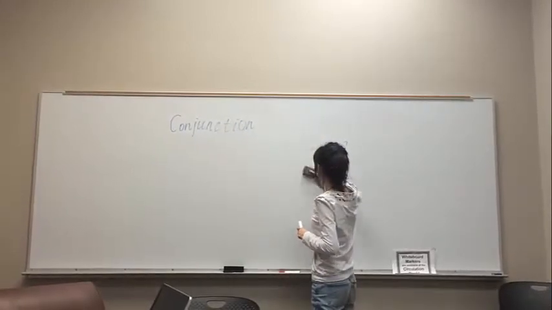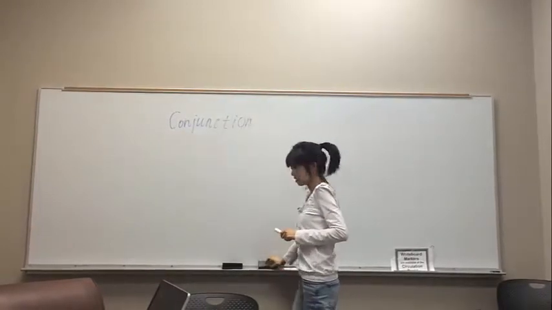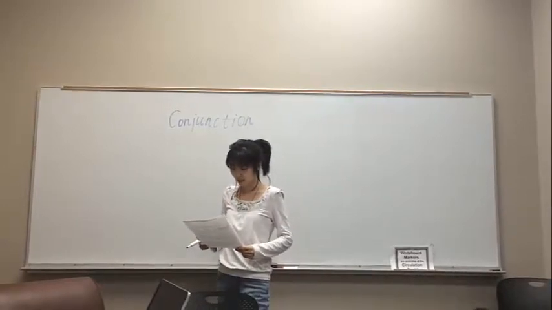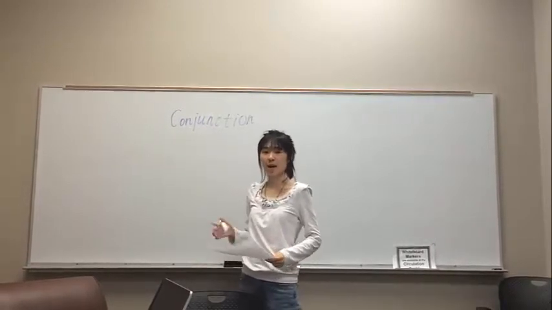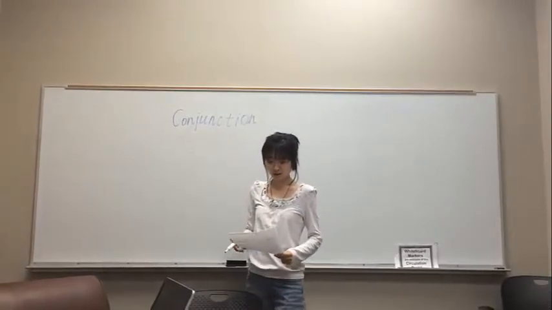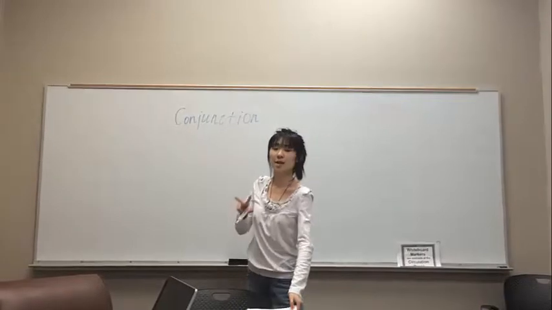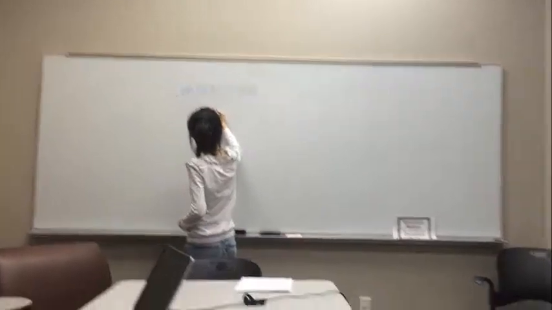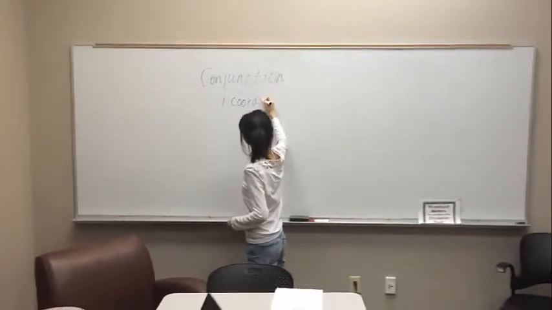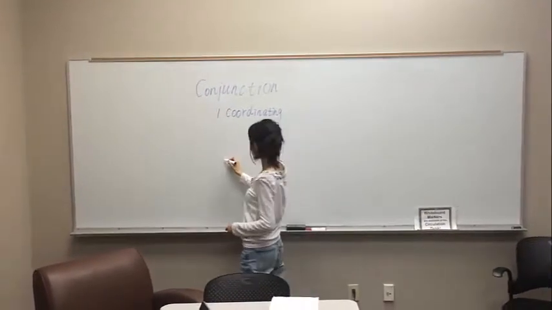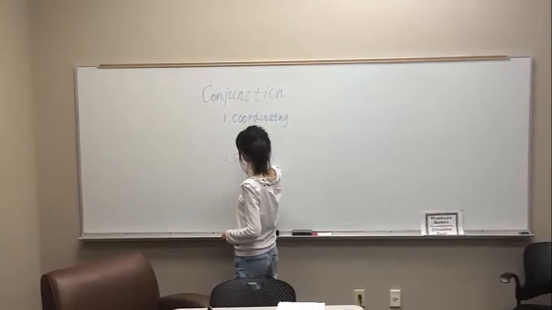First, I would like to talk about the conjunction's definition. The definition of a conjunction is the part of speech, or word class, that serves to connect words, phrases, clauses, or sentences. For example, and, but, or, because, those are all conjunctions. There are usually two types of conjunction. One is the coordinating conjunction, and the second one is the subordinating conjunction.